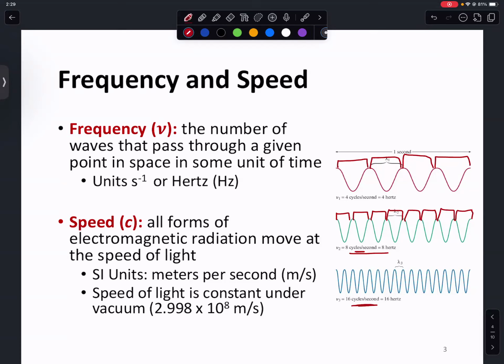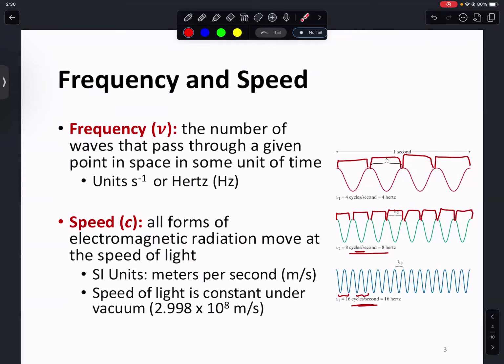So the more wavelengths passing through, note also that they become smaller. As I increase the number of wavelengths, I will have a higher frequency and a shorter, smaller wavelength. Now, the other thing related to the wave is the speed. Specifically, when talking about electromagnetic radiation, all electromagnetic radiation travels at the speed of light.